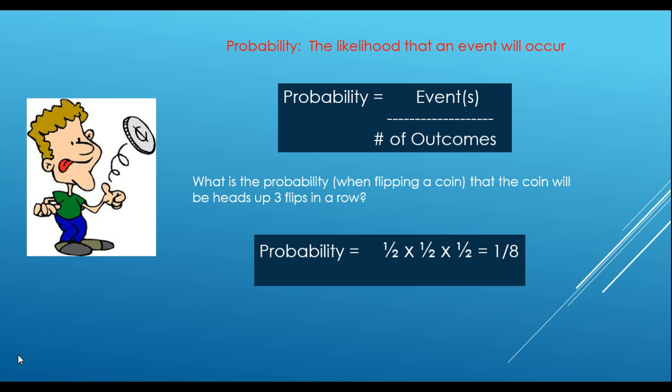I'll give you a personal experience or a personal situation. My mom and dad had 3 boys. So that's like if we say that boys are heads and girls are tails. I want to know, what is the probability that when flipping a coin, the coin will be heads 3 flips in a row? Or what is the probability that my mother would have 3 boys without having a single girl?